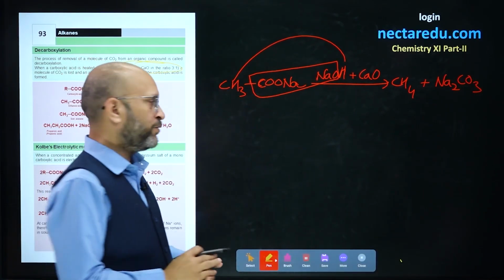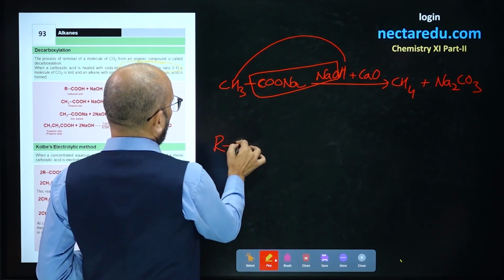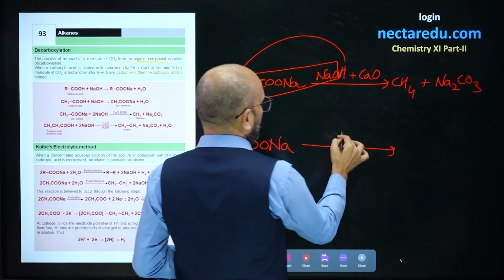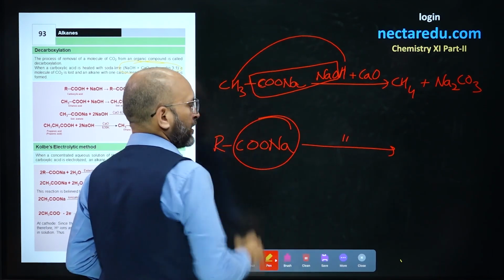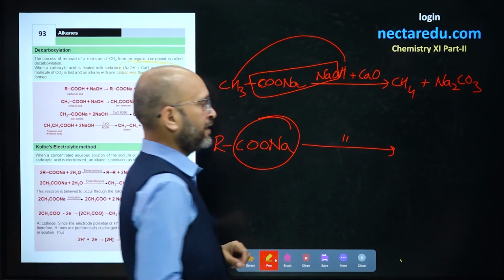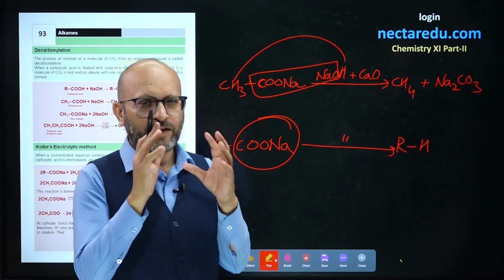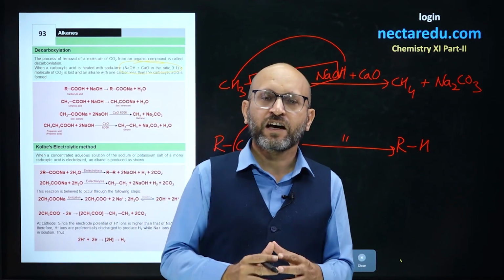In short, if you have RCOONa and you see these reagents, then just remove the COONa part and join H to this R, and you get the alkane required. So removal of carbon dioxide is known as decarboxylation.